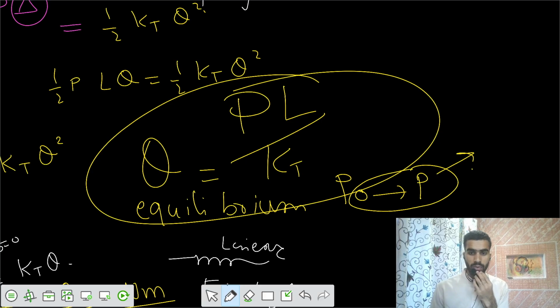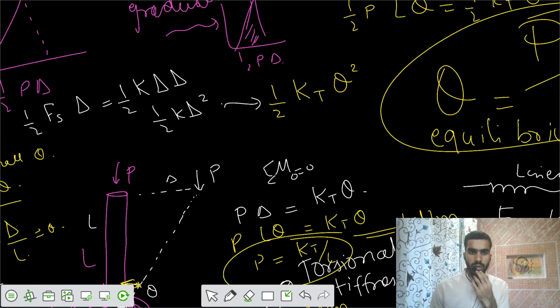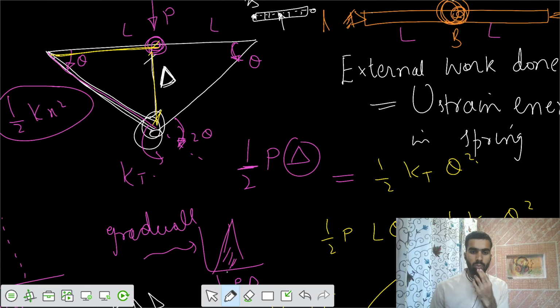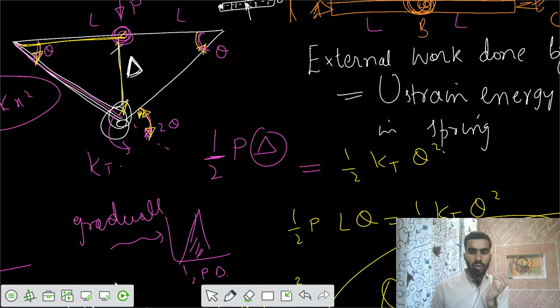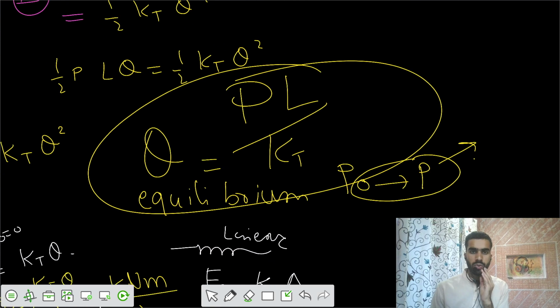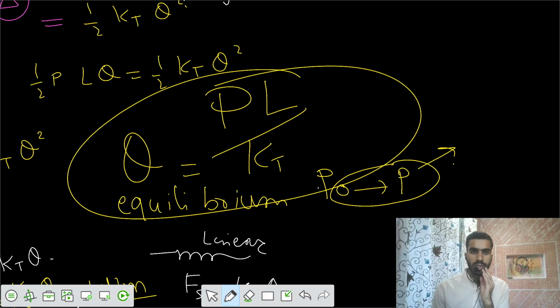Actually, if we see how much theta we had here because of torsional stiffness, we actually had 2 theta. This part is contributing theta, and this part is also contributing theta. So 2 theta we have developed for the torsional stiffness. So we have to write that as a function of 2 theta, so this one should be in terms of 2 theta whole square. Finally it becomes 1/2 KT into 4 theta square. So we can write that theta equals PL by 4 KT.